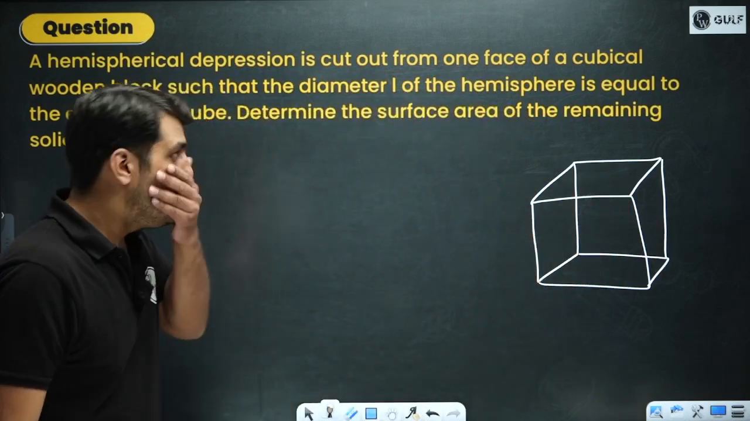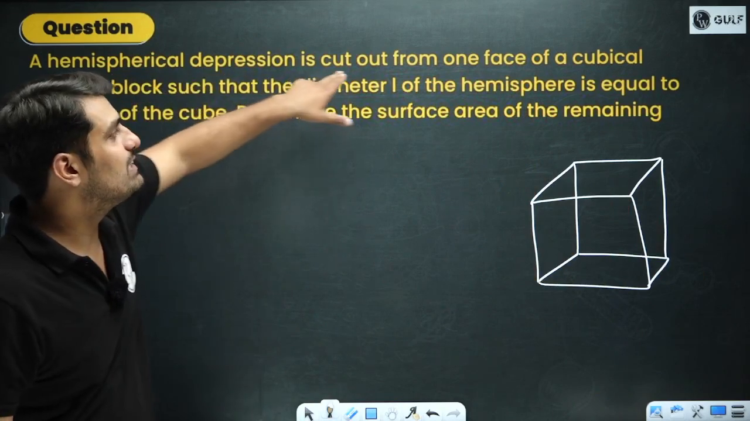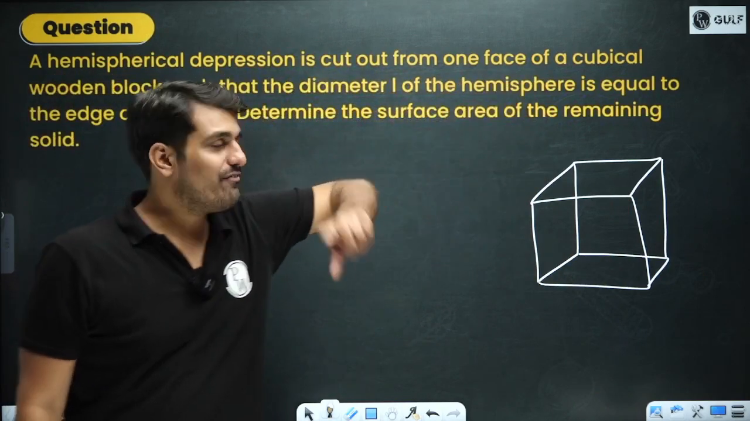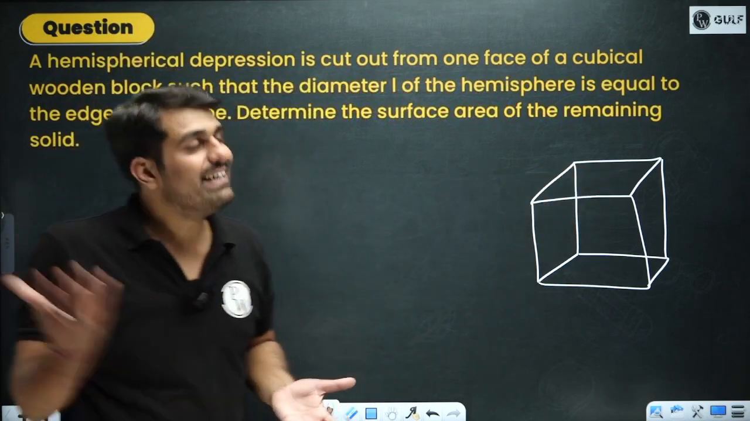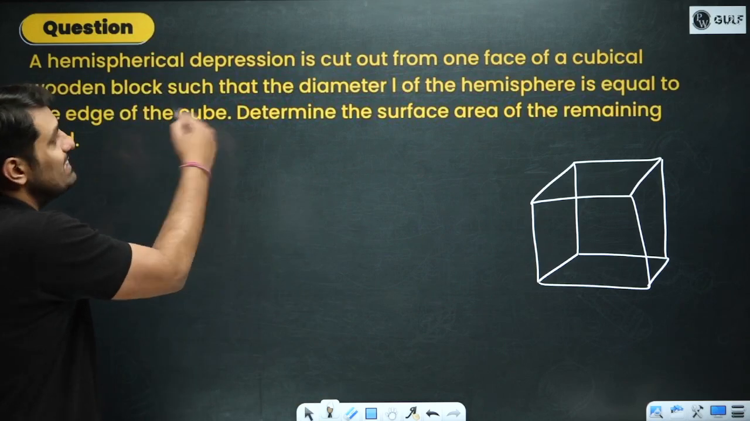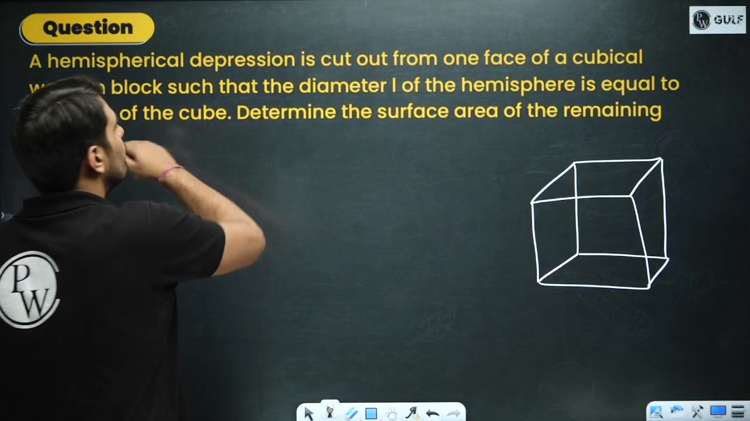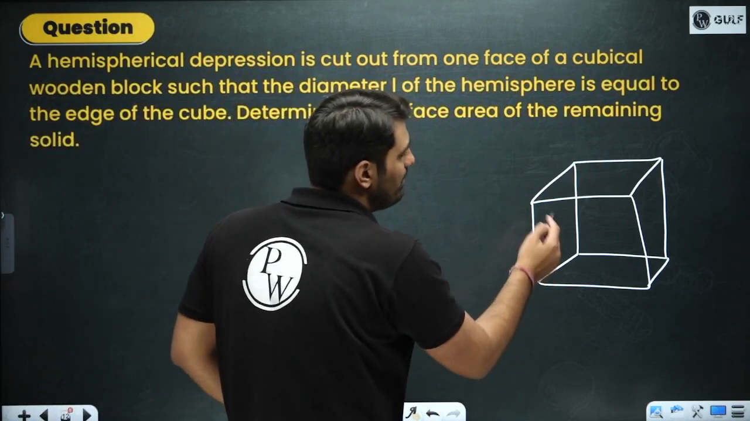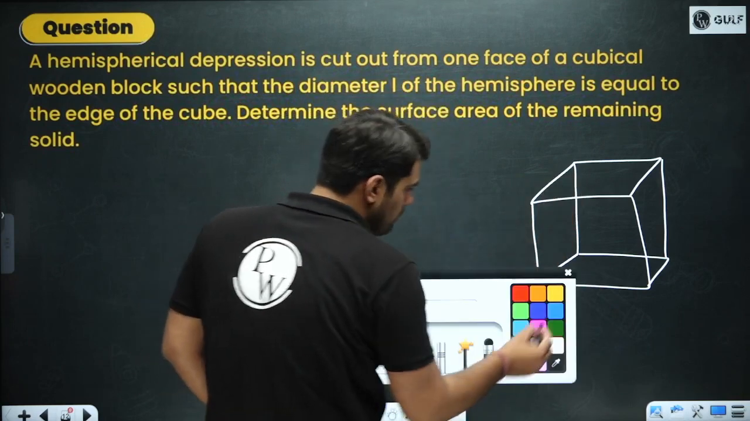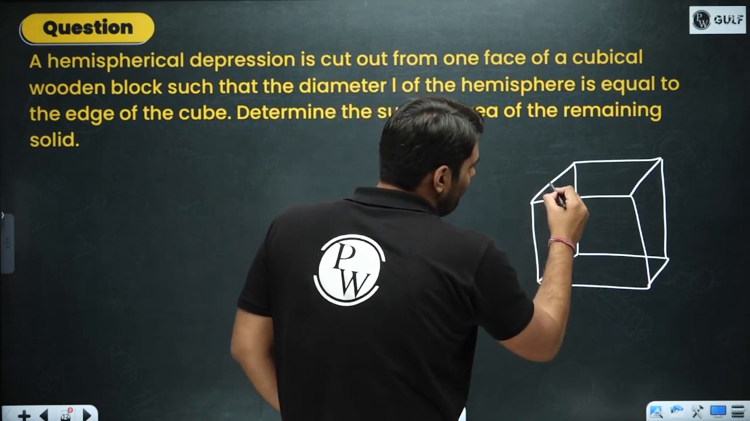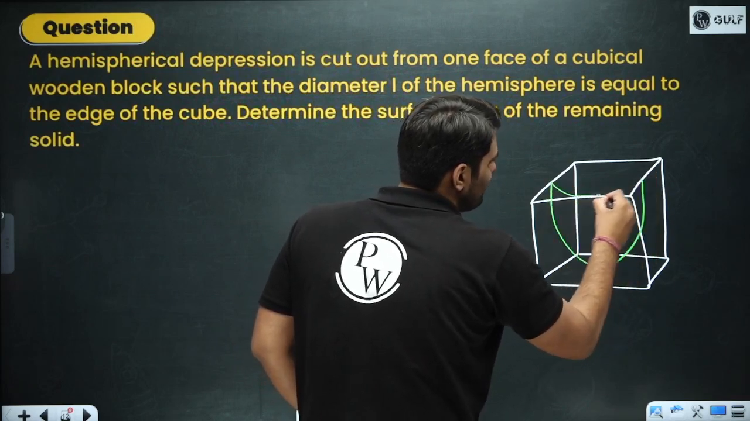Now in this cube we have taken out a hemisphere. A hemispherical depression is cut off from one face. Let's say from this top face, where we put the hemisphere before, this time we are cutting it out. Wooden block such that the diameter l of the hemisphere is equal to the edge of the cube. So obviously over here the diameter will be equal to the edge of the cube. So when you cut it out, it will be something like this. I don't know whether you are able to visualize this much part or not.